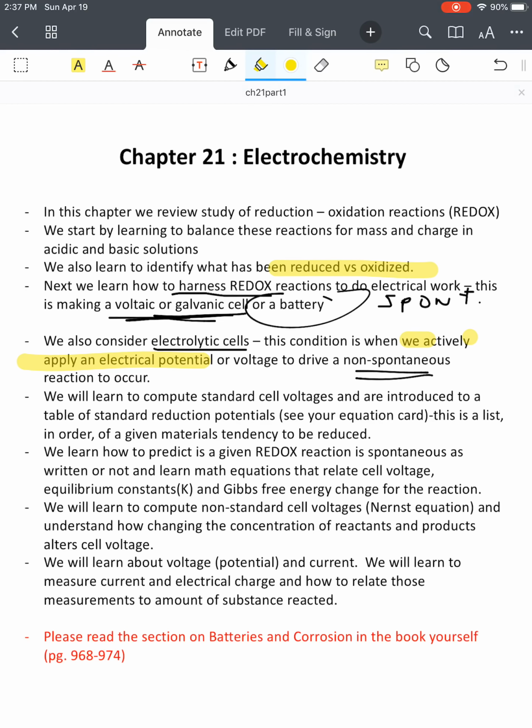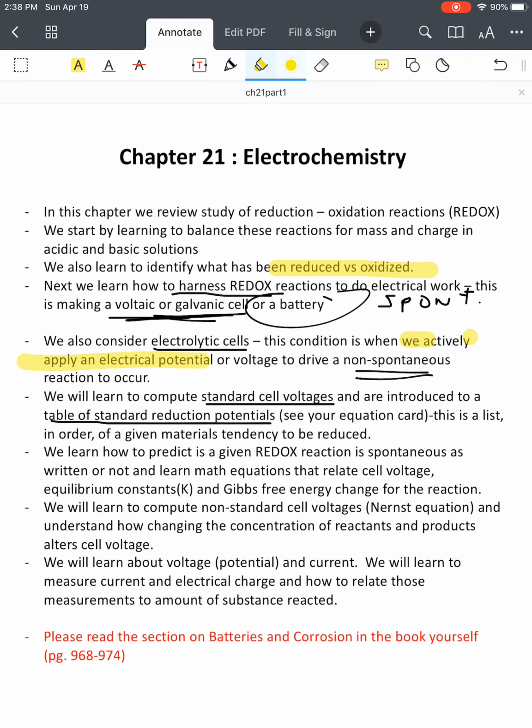So we'll talk about electrolytic cells. Then at some point, we're going to talk about standard cell potentials or standard cell voltages, how we can calculate those. It turns out it's not too difficult. We're just going to use a table of standard reduction potentials to help us.